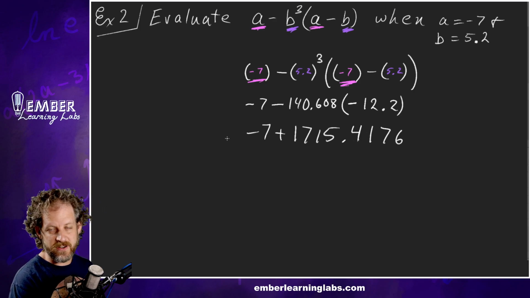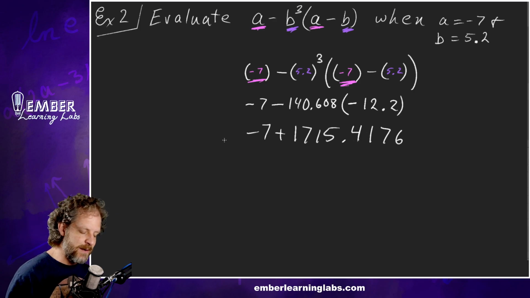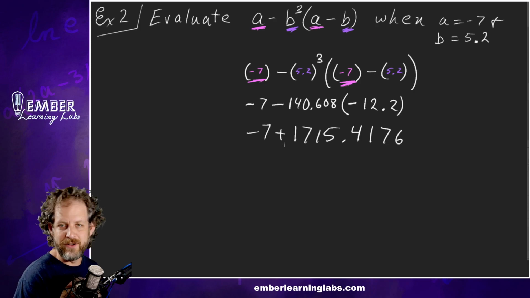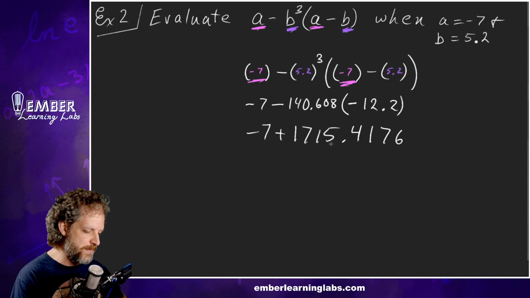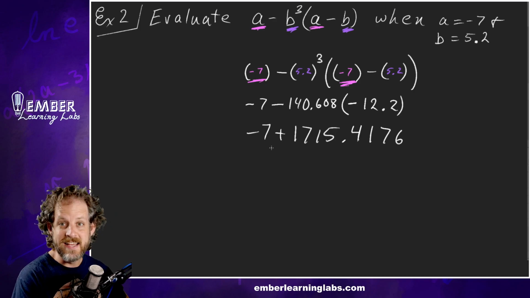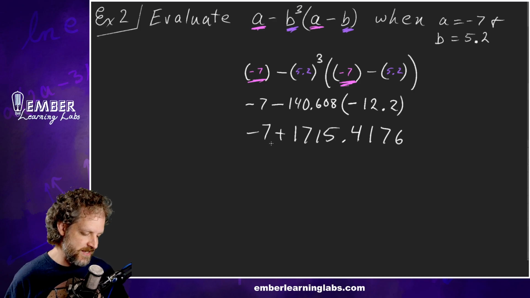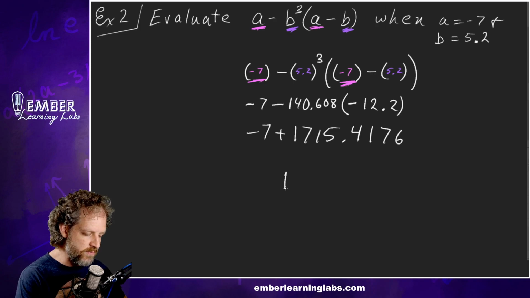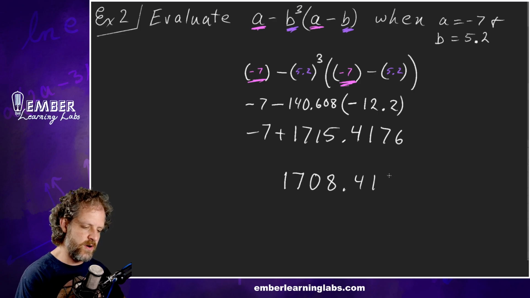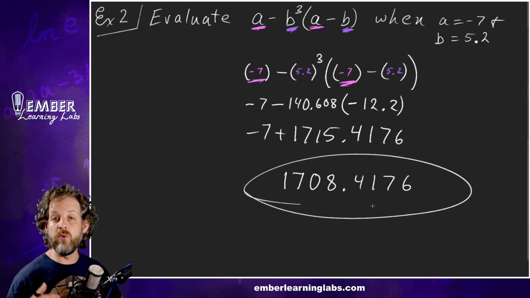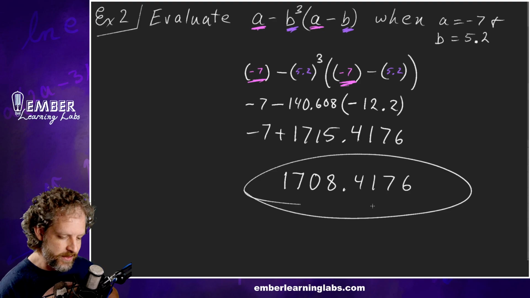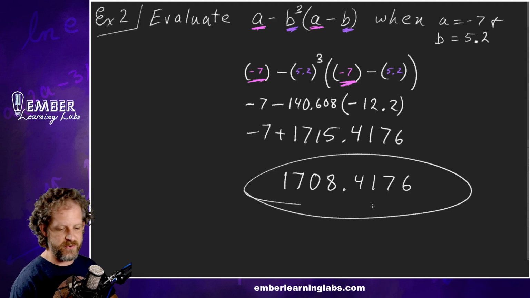So these two things are different signs, so I'm going to subtract. We can probably do that in our head without stressing much about it, because 15 minus 7 is 8, right? So our answer to this problem is going to be positive 1,708.4176. Easy peasy.